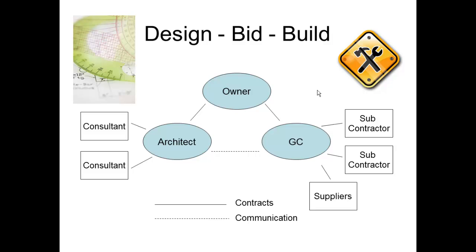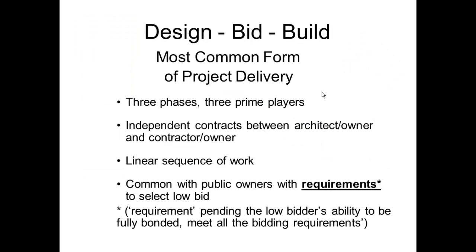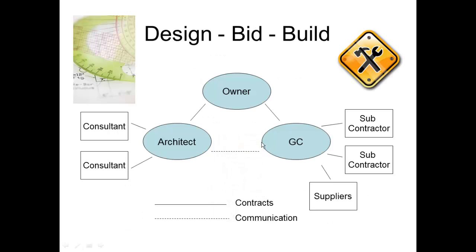So the sequence of design, bid, and build is very linear here. It gets done in a straight line, and it's generally done when there's time available. There are three phases and three prime players: the independent contracts between the architect and the owner, and the contractor and the owner. Now if we go back to this other slide, you'll notice this dotted line between the architect and the GC. They don't have a contract. There are no contractual relationships between the architect and the GC other than a communication line.